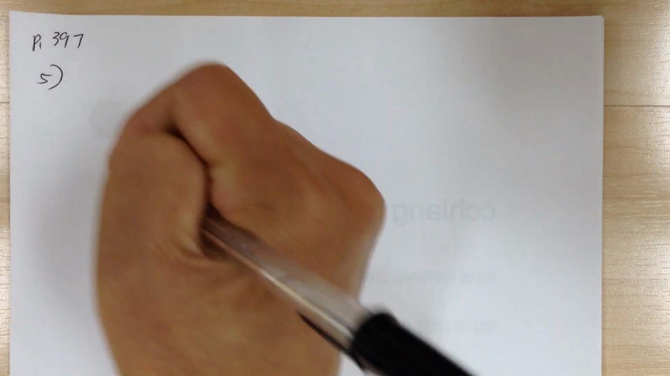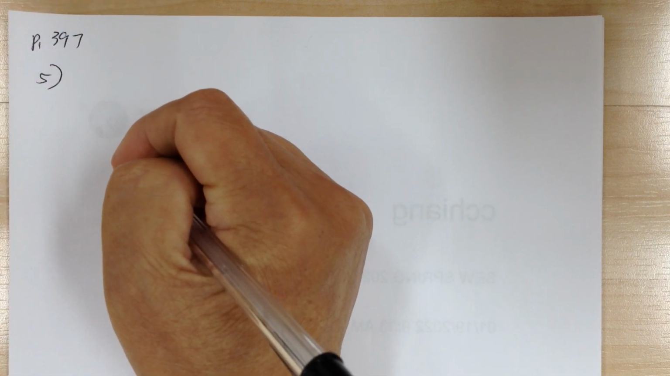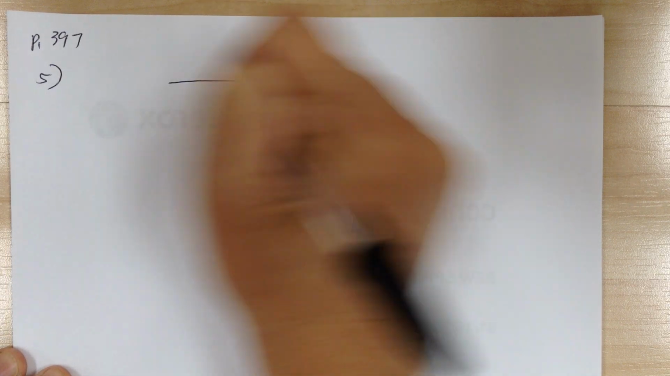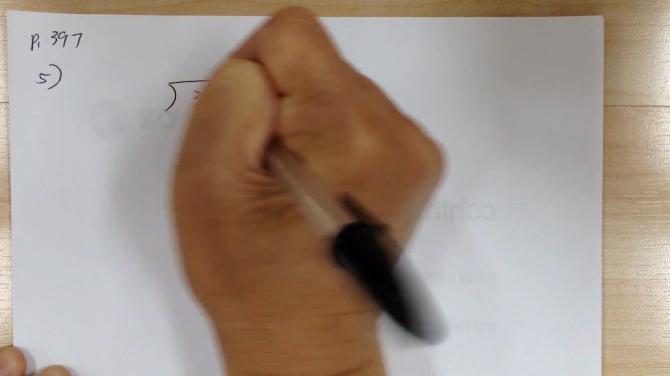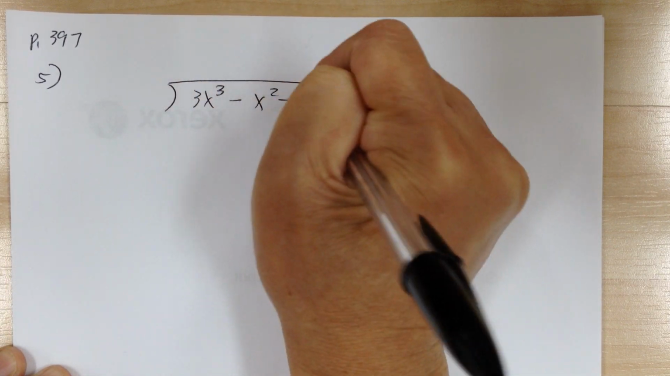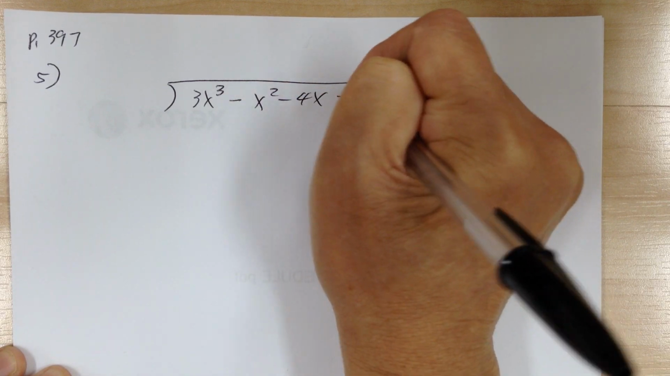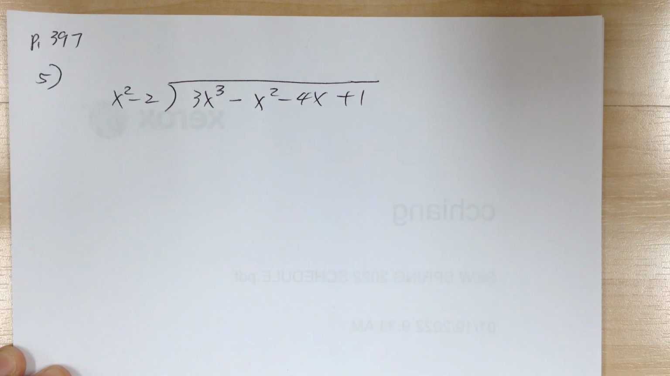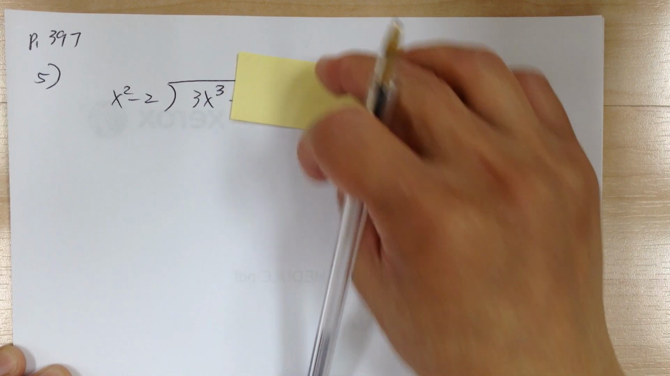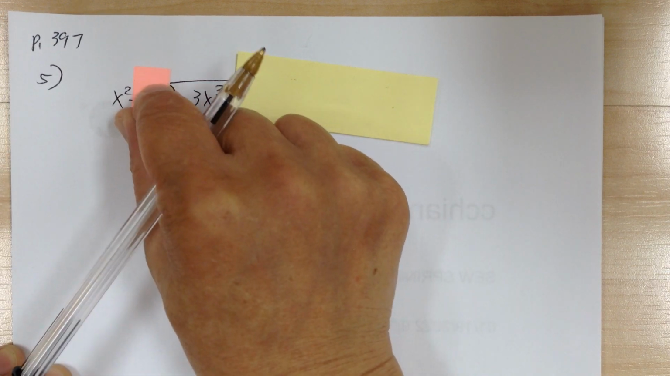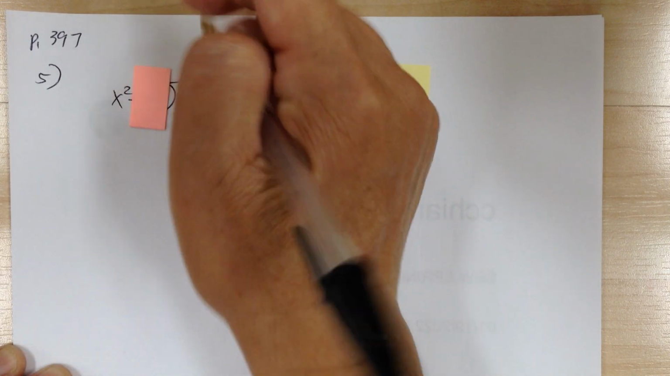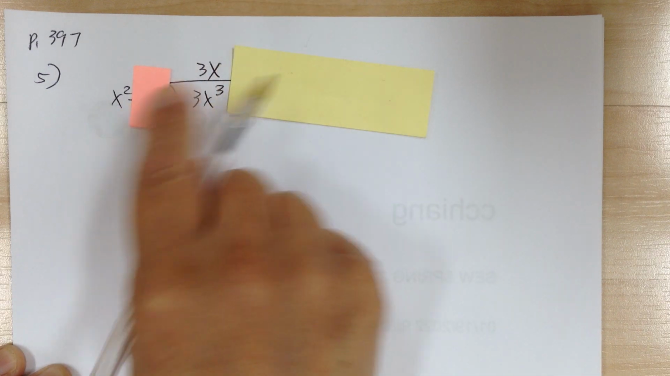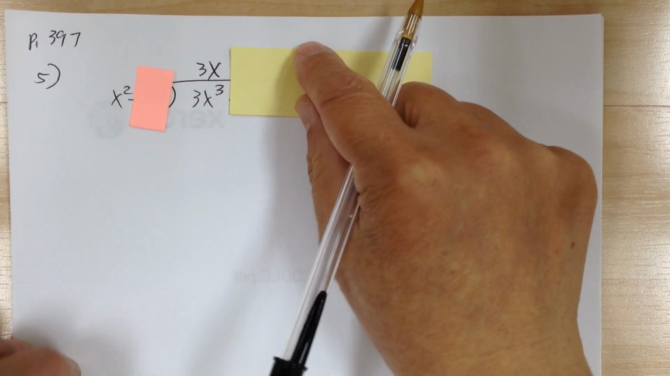Okay, number 5. You have the long division, so you want to divide 3x cubed minus x squared minus 4x plus 1 by x squared minus 2. Again, look at only the first term to figure out what you need to put over here. So you need to multiply by 3x, right? 3x times x squared gives x cubed.